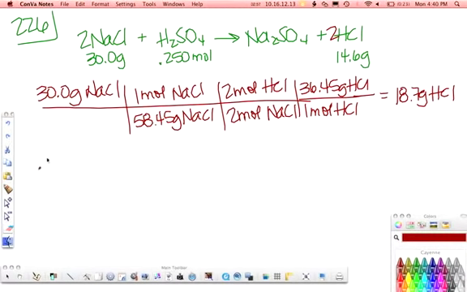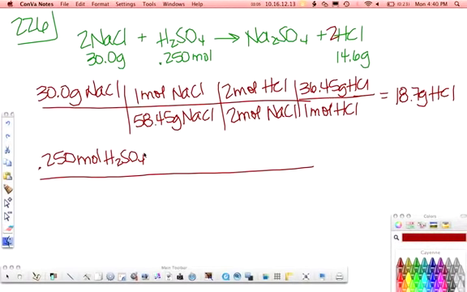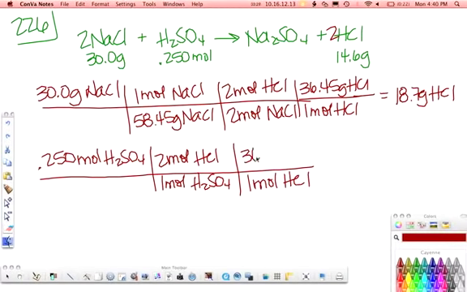So now we got to do the other one. 0.250 moles H2SO4, and we're going to convert that again to grams of hydrogen chloride. Since we are in moles, that means we get to start with the mole ratio. We don't have to mess with the molar mass of the first thing. So mole ratio is going to be 1 mole H2SO4 to every 2 moles HCl. And then same thing, each mole of HCl has a mass of 36.45 grams. Plug that in and you get 18.2 grams HCl.